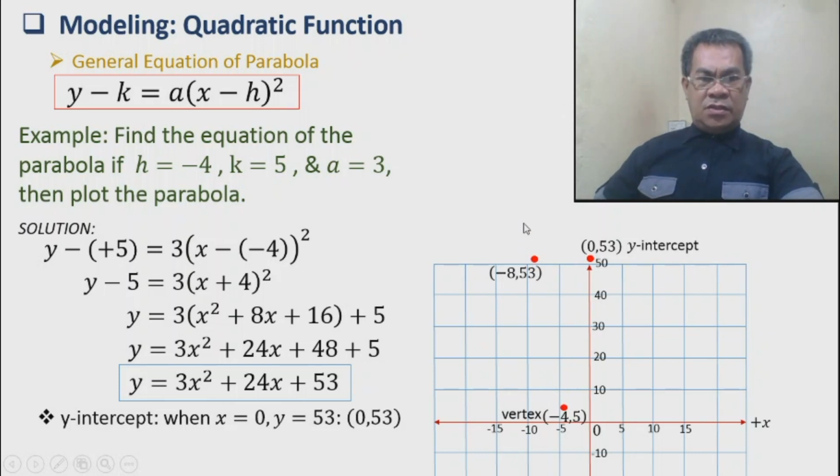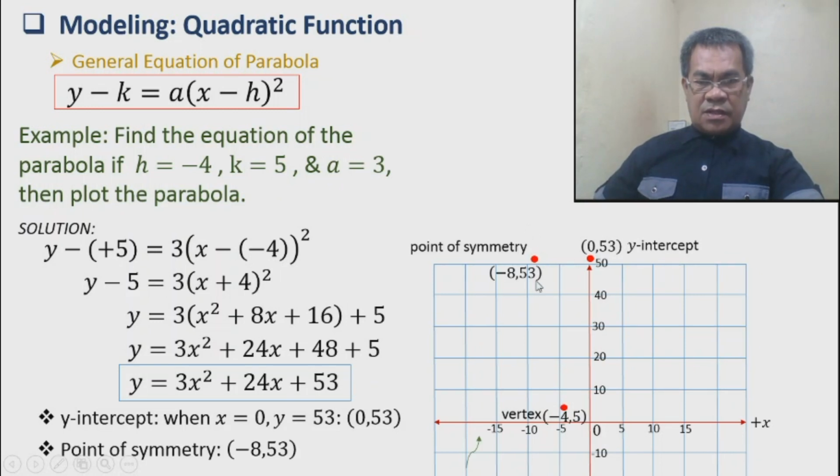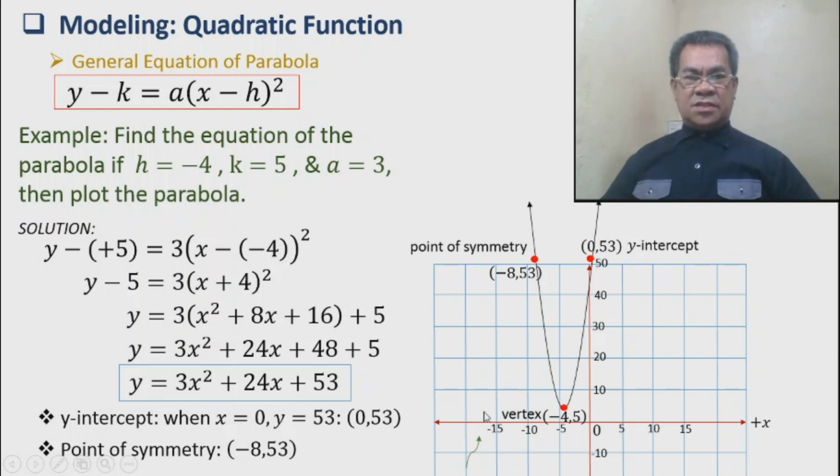Now all you need to do is to connect these with a smooth curve. Take note that this is the parabola. So you have to connect a curve here. The point of symmetry is negative 8 and 53. So therefore this is the graph of the parabola, given h is negative 4, k is 5, and a is 3. These are the answers to the problem.